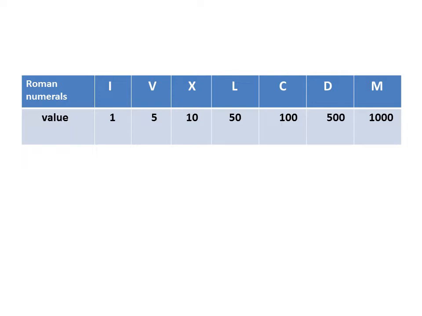Sixth is D, means 500. And then seventh is M, which means 1000. These are the 7 basic Roman numerals: I, V, X, L, C, D and M. Learn it, children. Let's see some rules for writing Roman numerals.